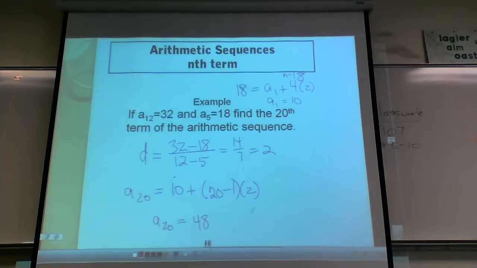I just took, this is the fifth term, so the fifth term equals A1 plus 5 minus 1 times D. But the thing is, you know D is 2. The fifth term you know is 18, so I'm just replacing those. I could have done it with the other one too.